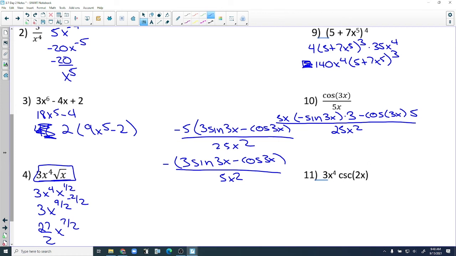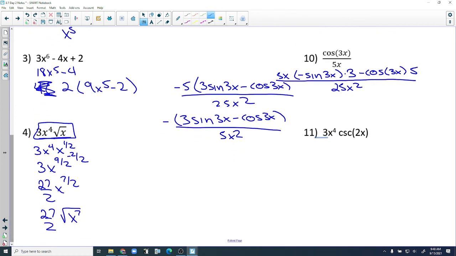Yeah, I'll just keep rolling with this. First times the derivative of the second. Times 2. So I got the chain rule as well on that. So I'm starting the product rule. First times derivative of the second plus the second times the derivative of the first.